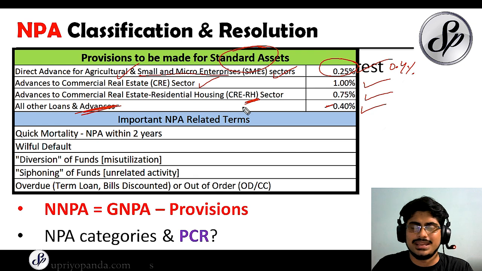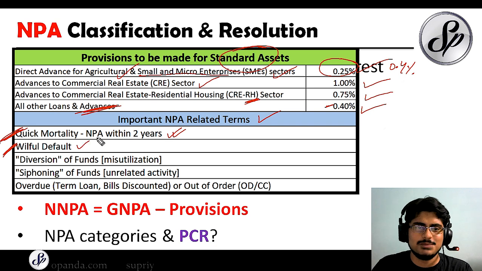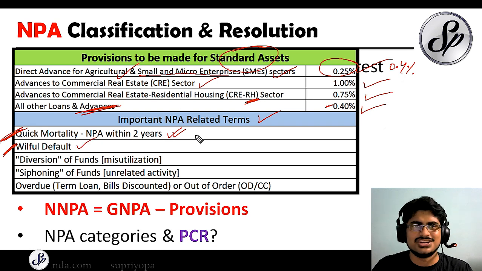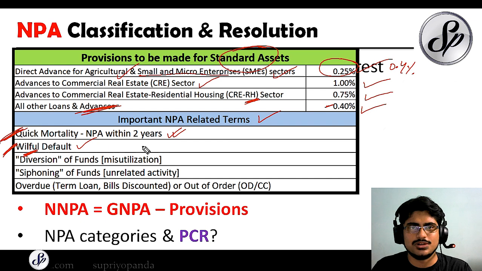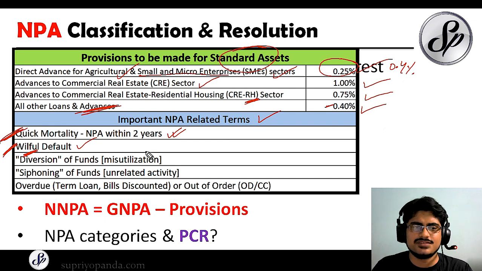And some important NPA related terms. There is something called quick mortality. If any account becomes an NPA within 2 years of the disbursal of the loan, it is called a quick mortality, and special things have to be done by the bank for these loans. Then you have the willful default. These are people like Nirav Modi and Vijay Mallya, who do not pay back the money and just run away. People who have the capacity to pay back but do not pay are called willful defaulters. And then you have something called the diversion of funds and the siphoning of funds.